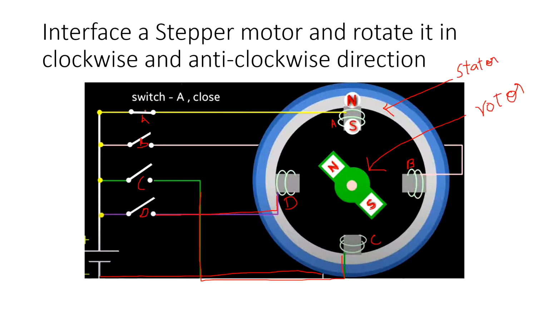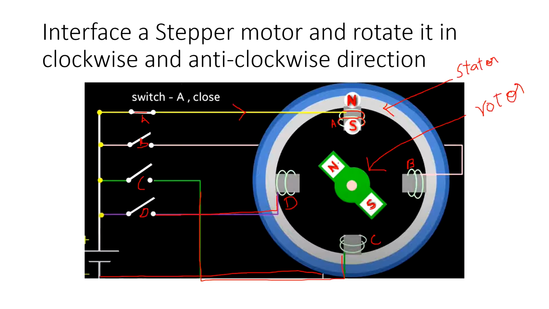Now let us assume that I have closed switch A. When I close switch A, what will happen? The current will flow through this and come over here, and it starts flowing through the wire on a magnetic pole. The current entering terminal will always be taken as the north pole, and the current leaving direction will be taken as the south pole. So the starting point of the current is the north pole and the end point is the south pole.